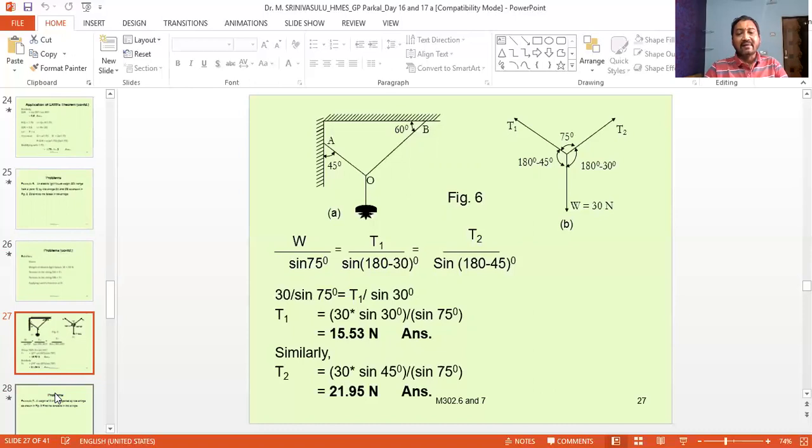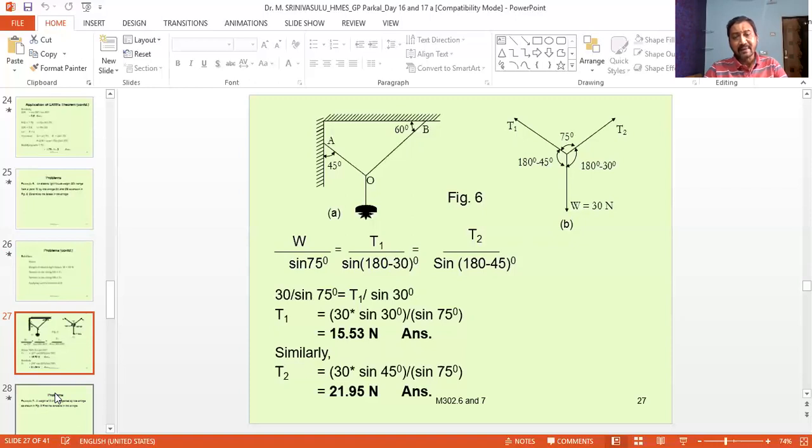Now if you see here, OA is making an angle of 45 degrees with the vertical. So similarly, OA also makes an angle of 45 degrees with the horizontal, because the angle between the vertical and the horizontal is 90 degrees.